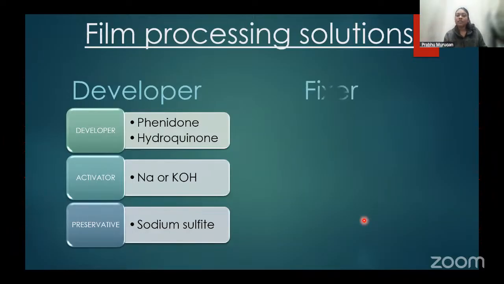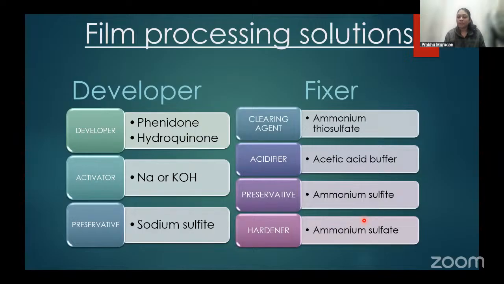So this fixer solution consists of four main components. First thing is the clearing agent. The reason why we need a clearing agent is to remove all the undeveloped silver bromide grains. The clearing agent is ammonium thiosulfate. Second thing is acidifier. This is something like an acetic acid buffer to maintain the pH of the solution. Third is preservative. Preservative here is ammonium sulfite. There it was sodium sulfite, here it is ammonium sulfite. The last thing is hardener.